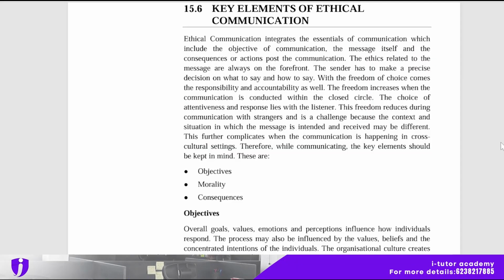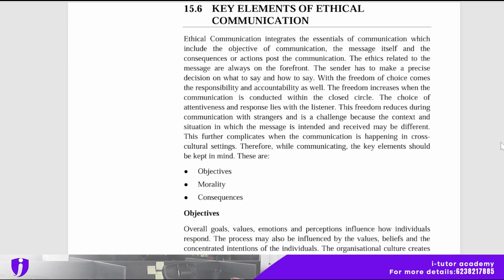In today's session, we will start with Unit 15, Subsession 6 of MMPC 007, that is Key Elements of Ethical Communication. In the last video, we already started Unit 15, so you may please revise that. Ethical communication integrates the essentials of communication, which include the objectives of communication, the message itself, and the consequences or action post the communication.